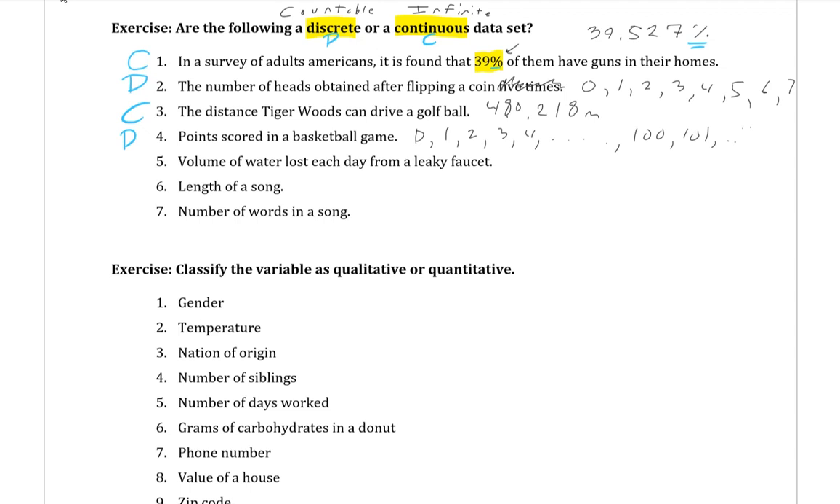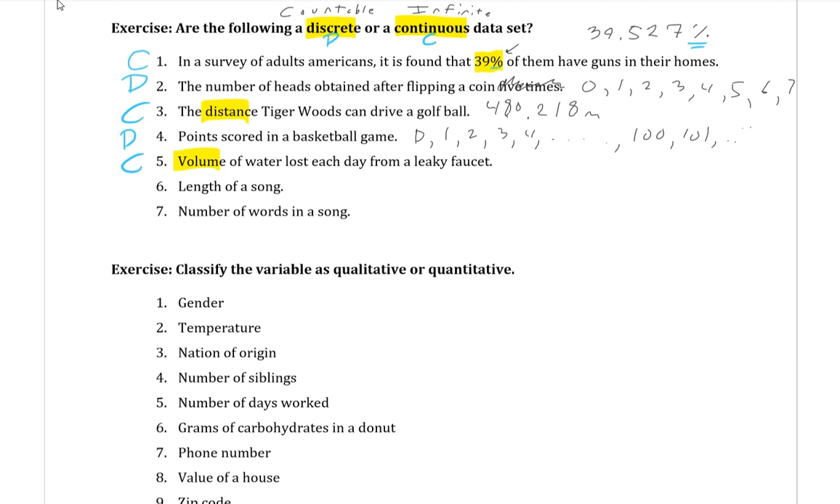Fifth, volume of water lost each day. You may sense a pattern here, at least for a little bit. Volume of water acts just like distance. So volume and distance work in just about the same way. I can have decimal amounts of water. Maybe if I have 2 gallons or 2.1 gallons or 2.13 gallons, these are all logical values. We would still consider that continuous. I can continuously add decimals. It still makes sense.